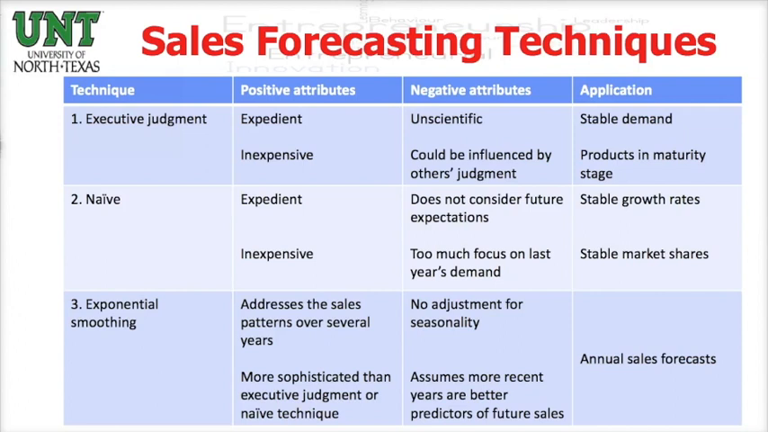There are 8 of them. I want you to know all 8. We'll start with executive judgment. So here's some positive things about it. It's expedient, right? It's also inexpensive. At the end of the day, though, it's not scientific, and it could be influenced by others' judgment.